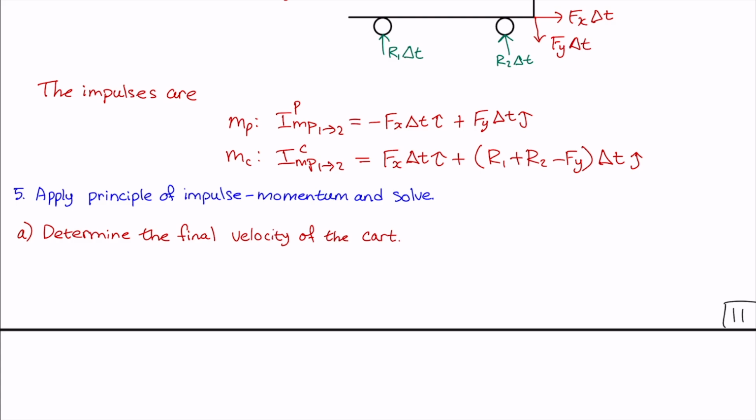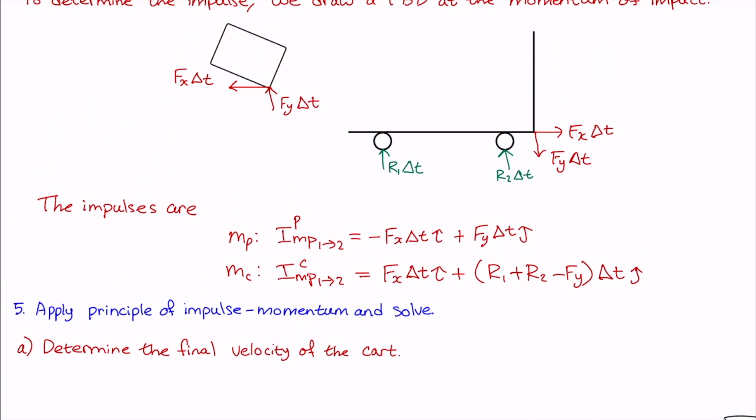So we're now ready to apply the principle of impulse momentum to determine the final velocity of the cart. Before you do anything, I'm just going to give you a little bit more insight into this. This impulse is acting internal to our system. We're going to consider our system to be the combination of the package and the cart.